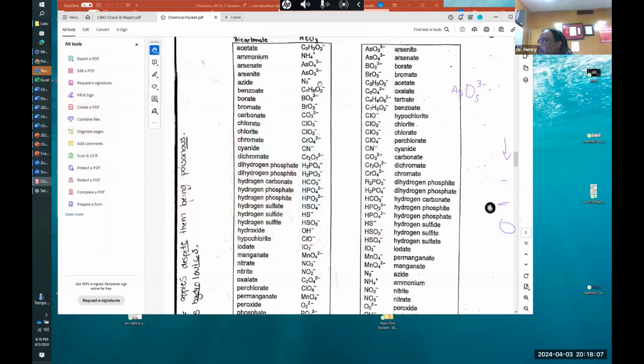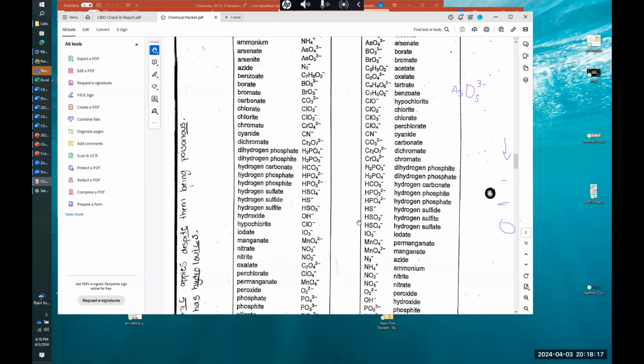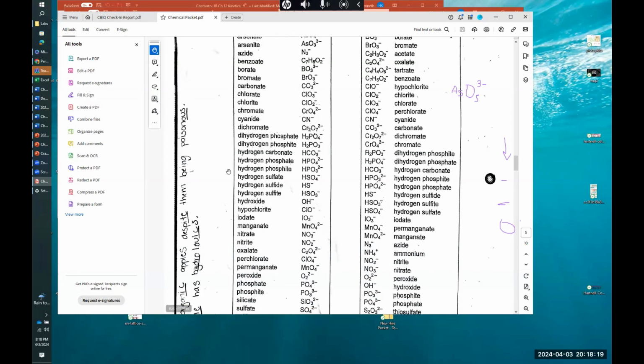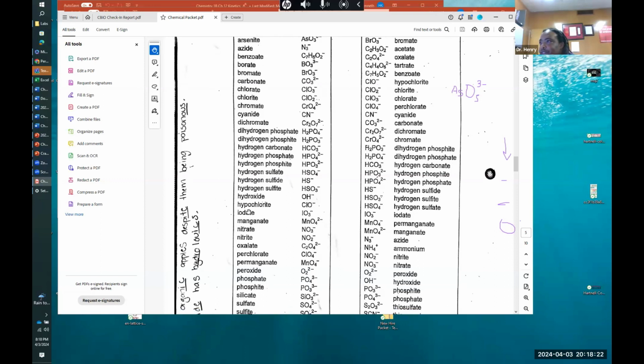So we're going to go to our polyatomic ion table, and we're going to look for phosphate. Do you guys see phosphate anywhere? Right at the bottom. PO4 3 minus. Okay, so we see it right here. We have our PO4 3 minus, and we know that that is called phosphate.